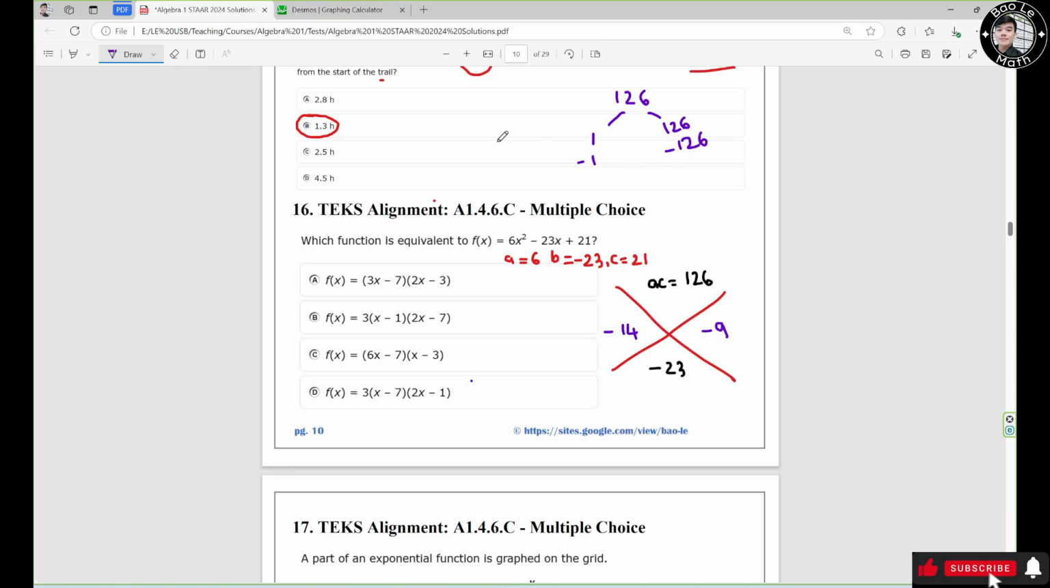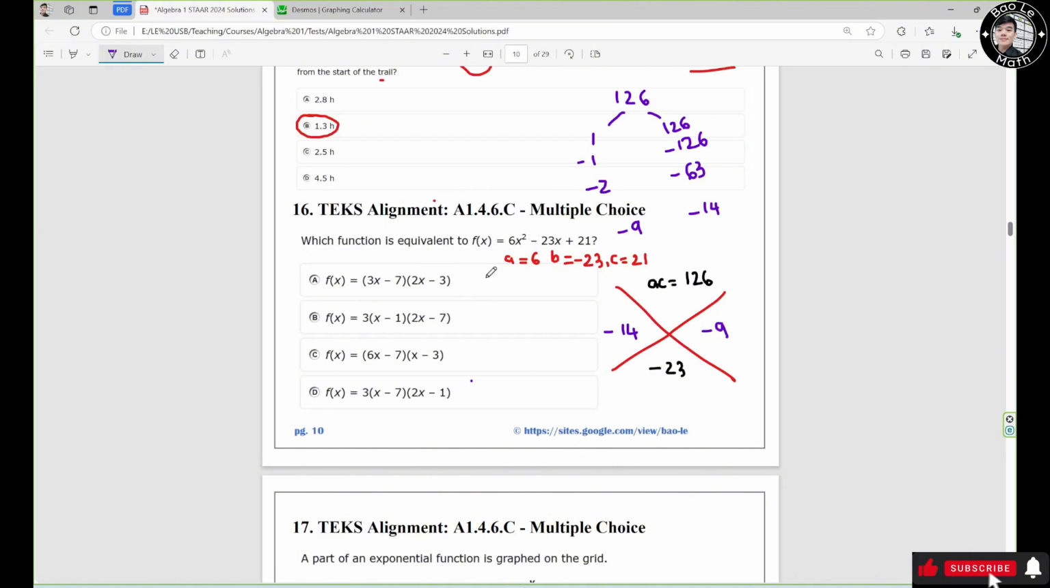So you can try another way. You move on to 2. So if this one is negative 2 and this guy should be negative 63, now if you add them up, it's not negative 23, so this doesn't work. And you keep doing this all the way to negative 9 and negative 14. If you multiply, it's going to be 126. If you add them up, it's going to be negative 23. So this one works.